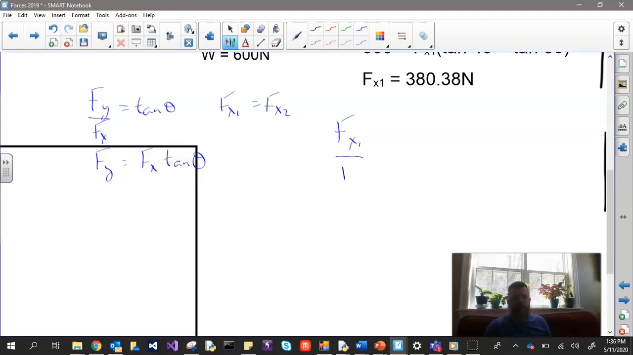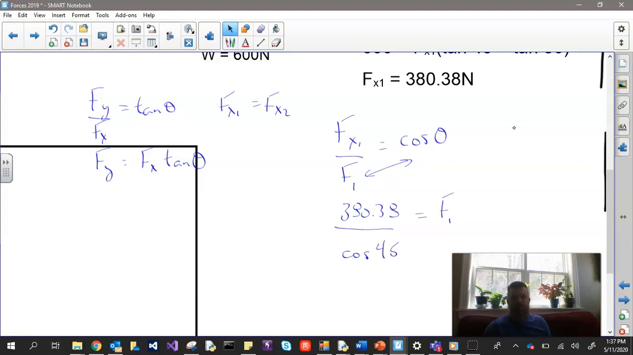Fx1 over F1 equals cos of theta. Of course, I'm missing a C. Cos of theta. So 380.38, and these two are just going to flip spots. Remember back the unknowns there. So divided by cos of 45 equals F1.